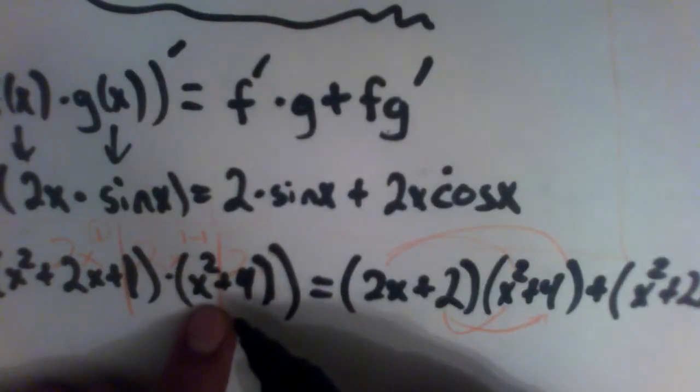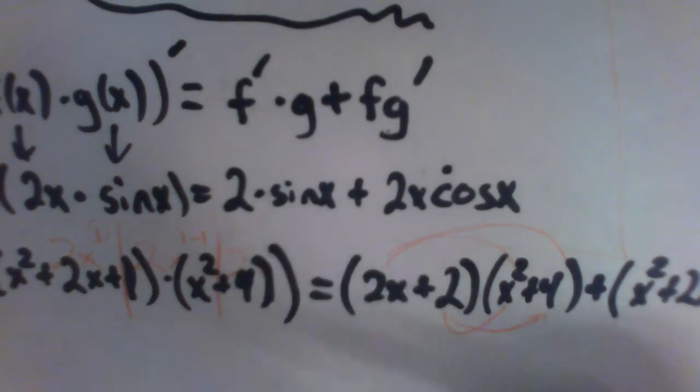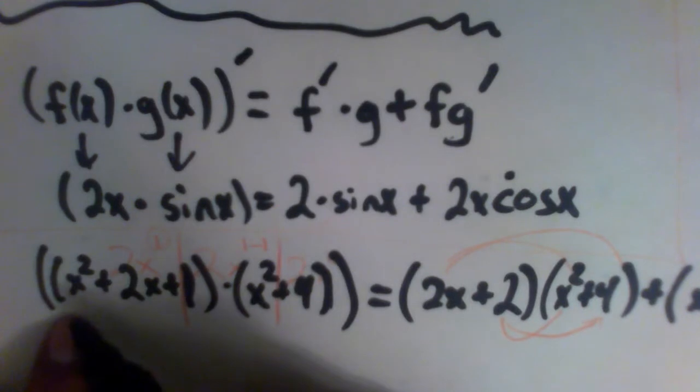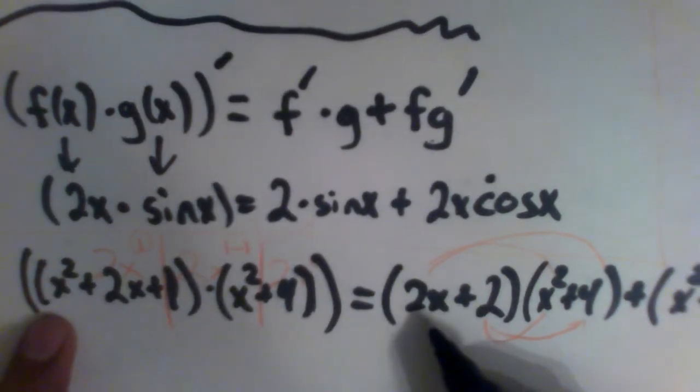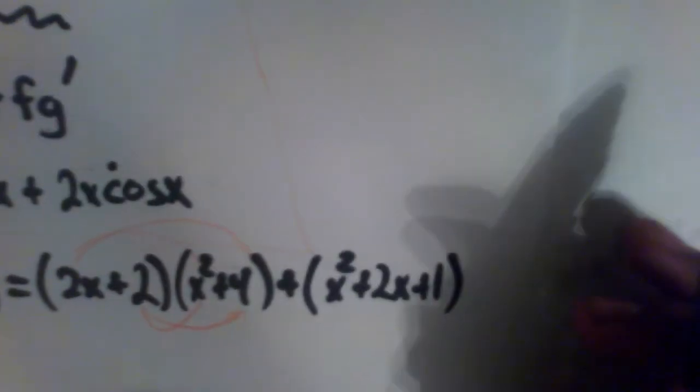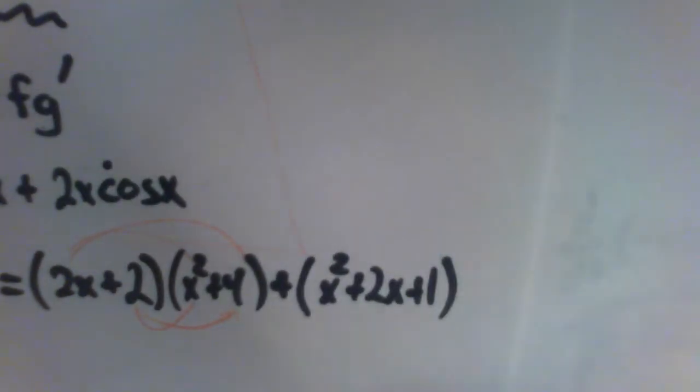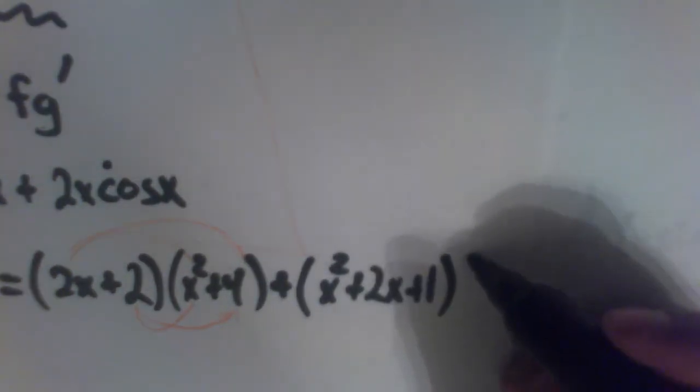So our g is here, so we have to take the derivative of x squared plus 4, right? Well, what's the derivative of x squared? It's the same thing as taking the derivative of this x squared. We got 2x, so x squared is going to be 2x, right? So it's going to be x squared plus 2x plus 1 times, right? Because it's f times g prime.